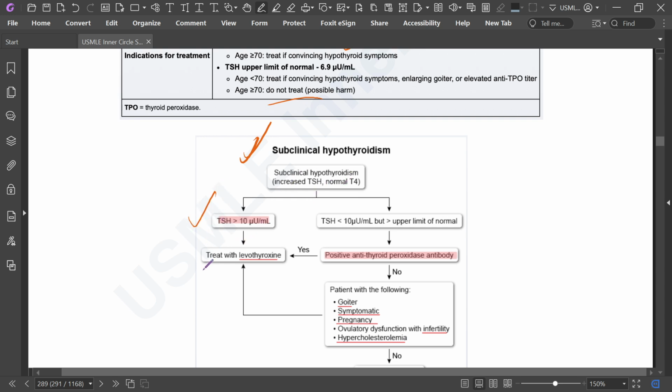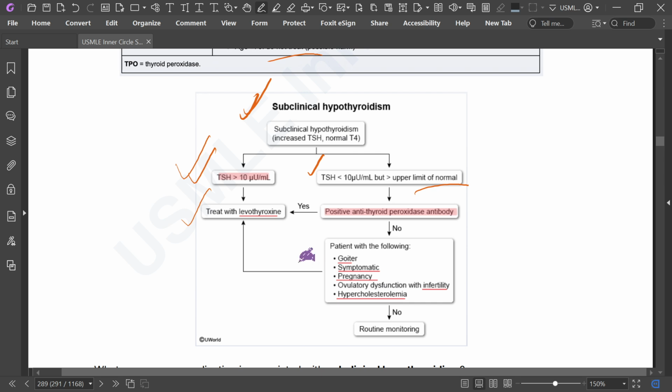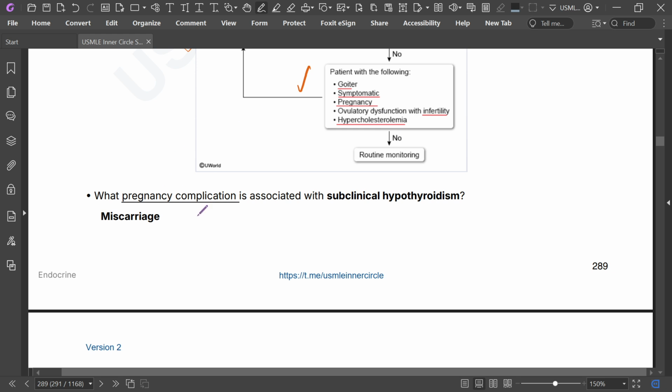Subclinical hypothyroidism, where TSH is high and T4 is normal: if TSH is more than 10, treat with levothyroxine. If TSH is less than 10 but above the upper limit of normal and anti-TPO antibody is positive, yes, treat. Also treat patients with the following: goiter, symptomatic, pregnancy, ovulatory dysfunction with infertility, and hypercholesterolemia. If these features are present, yes, treat with levothyroxine. No, routine monitoring.